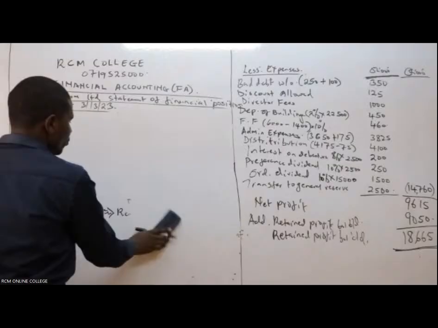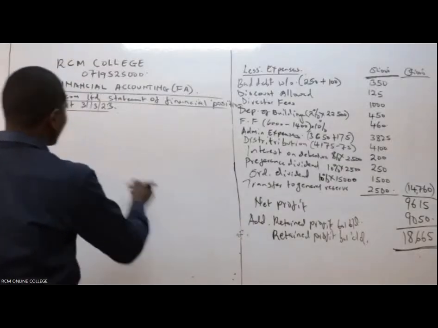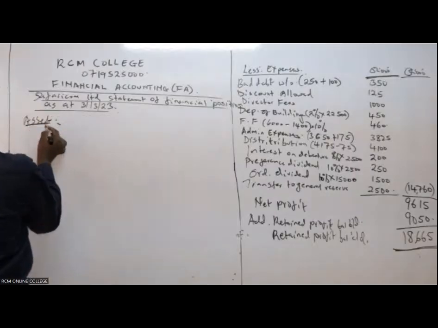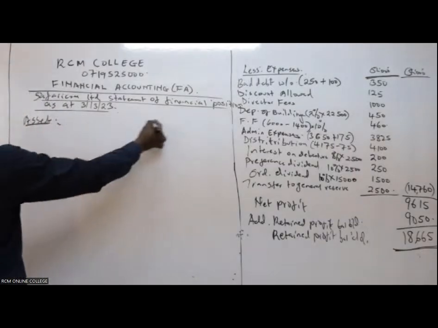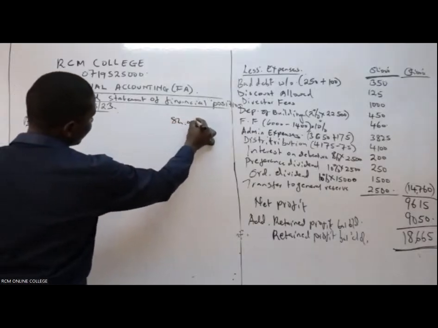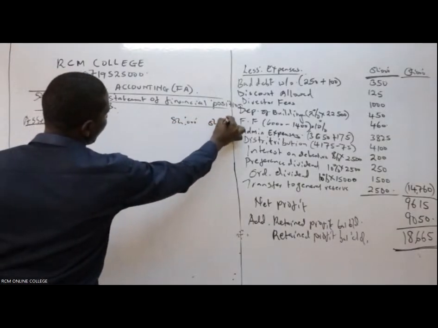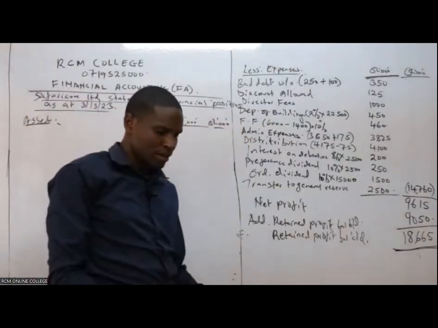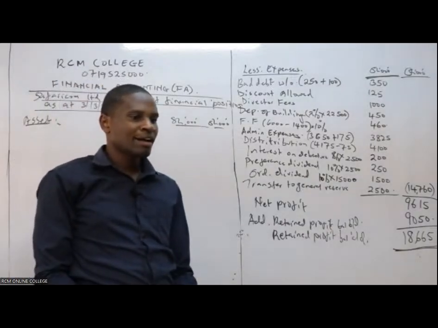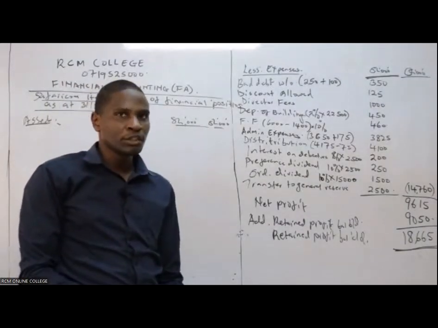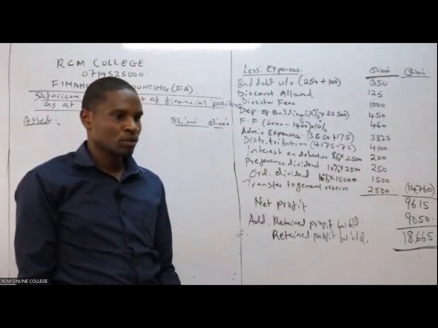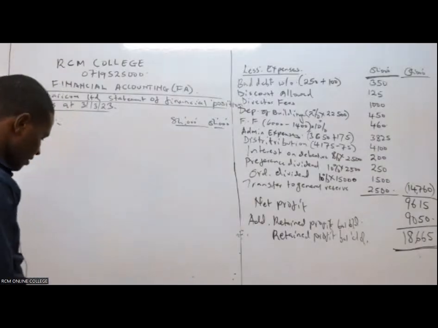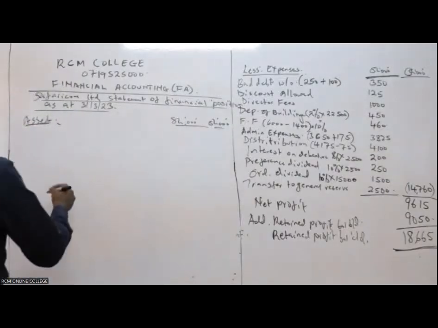So in this case, we start with the assets. If you are good enough, you can give me the non-current assets that we have there. If I look at my question very well, I had been given building, then furniture and fitting. And then I have investment at fair value.